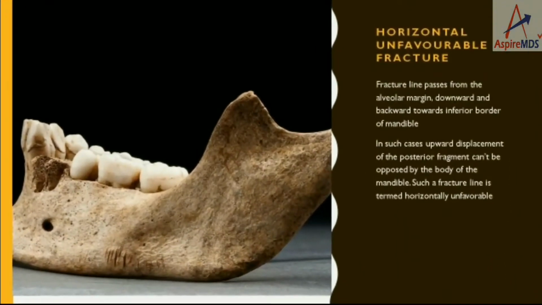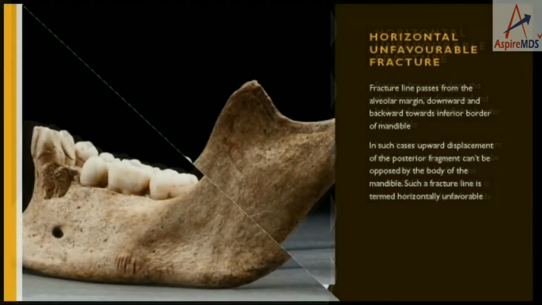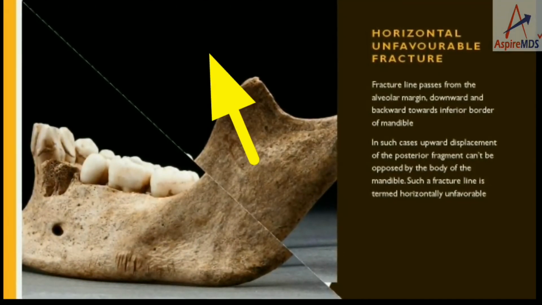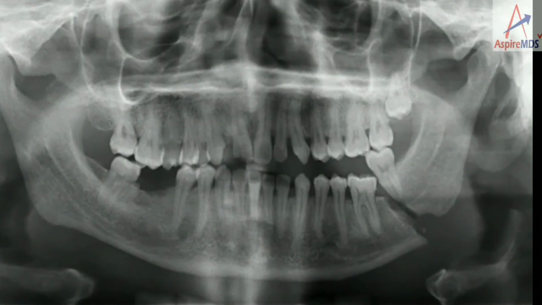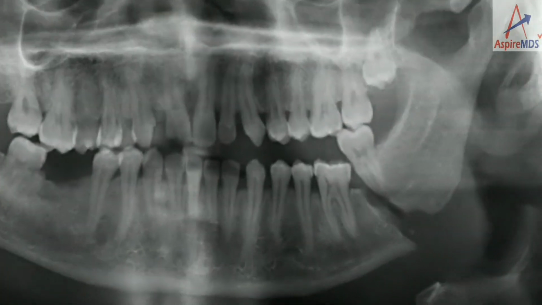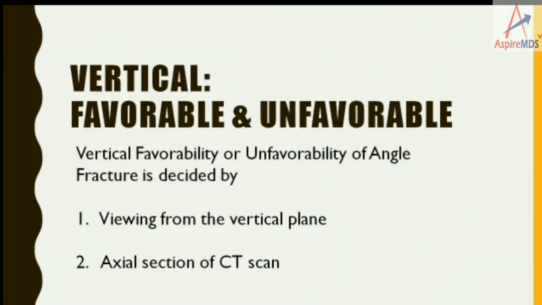In a horizontally unfavorable fracture, the fracture line will pass from superior to inferior direction in a posterior manner. Because of this, whenever there is muscle pull, it will easily cause displacement of the fragments. So as you can see, the proximal fragment is being pulled superiorly. Here also in the OPG you can see superior displacement of the proximal fragment. Same thing we can see in this 3D CT view where the proximal fragment has been pulled superiorly.